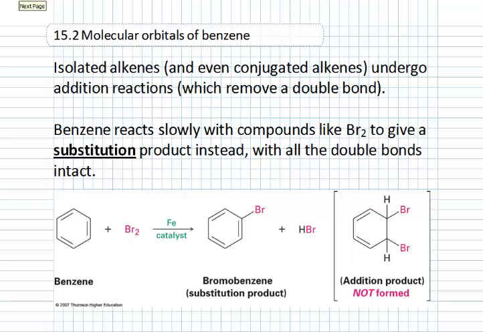Let's take a look at why benzene has some of its particular properties related to its molecular orbitals, just like we did with the conjugated compounds. Comparing benzene to just regular alkenes, we see some major differences here. Isolated alkenes, really even conjugated alkenes, will undergo addition reactions in which the double bond is removed.